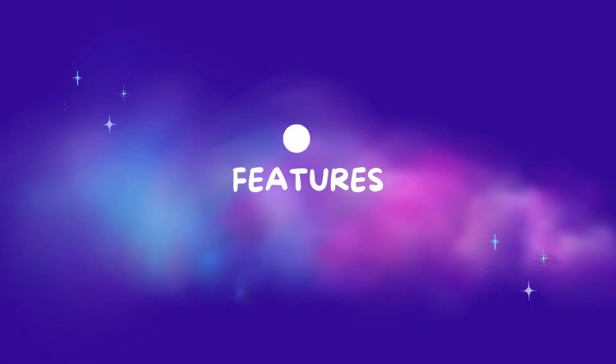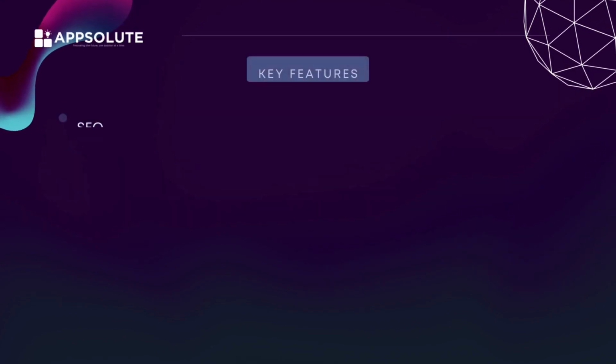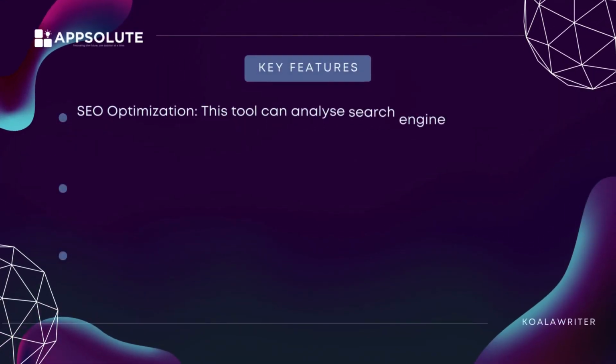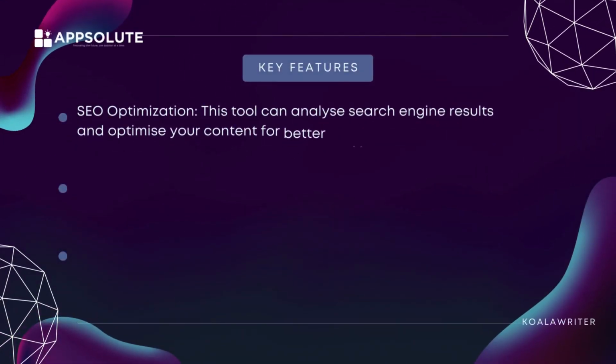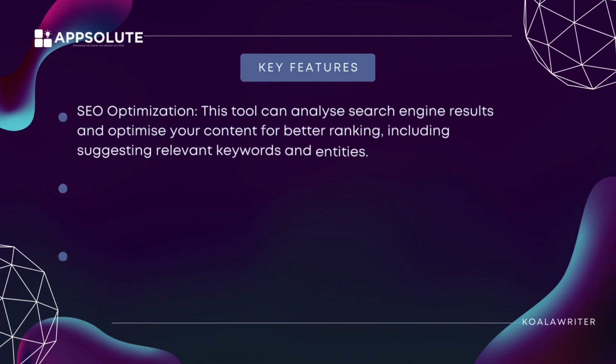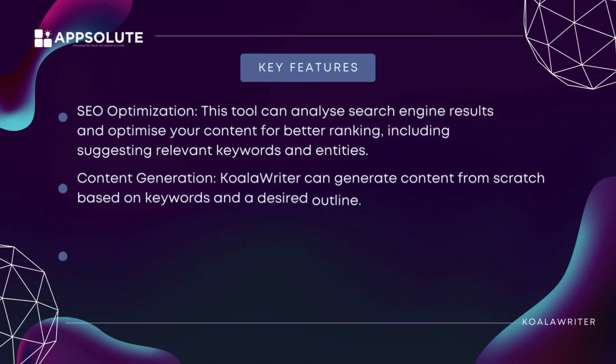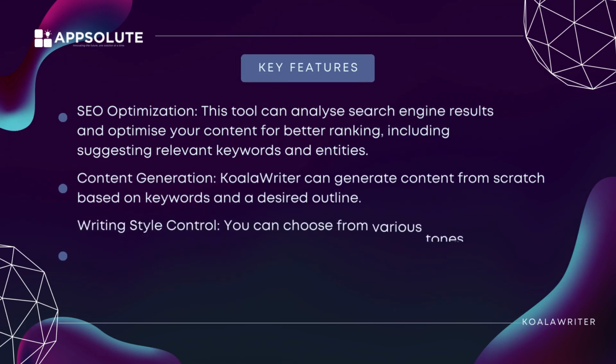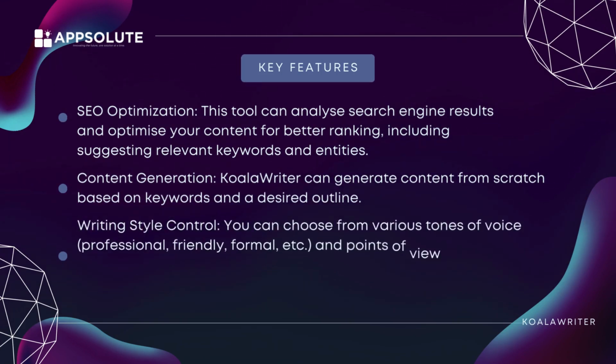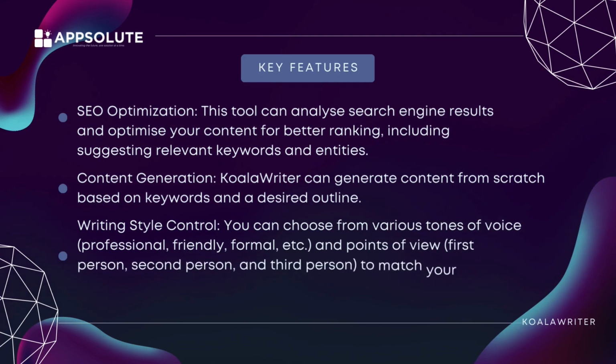Key features of Koala Writer. SEO optimization. This tool can analyze search engine results and optimize your content for better ranking, including suggesting relevant keywords and entities. Content generation. Koala Writer can generate content from scratch based on keywords and a desired outline. Writing style control. You can choose from various tones of voice, professional, friendly, formal, etc., and points of view, first person, second person, and third person, to match your content style.